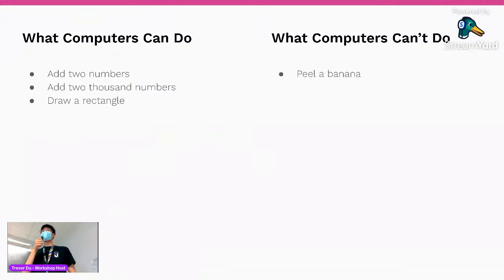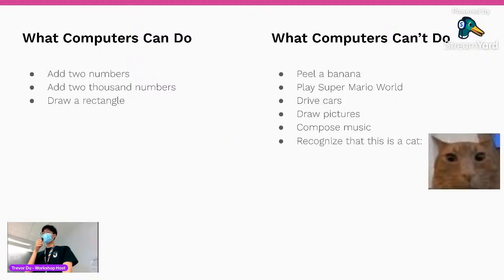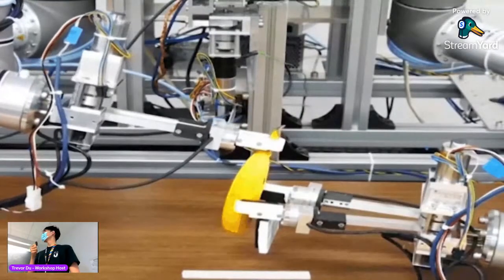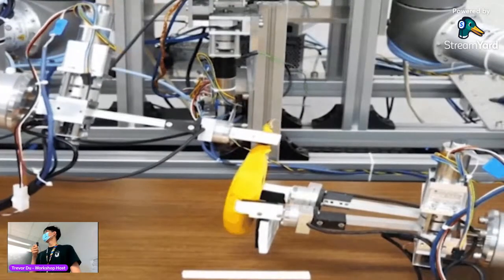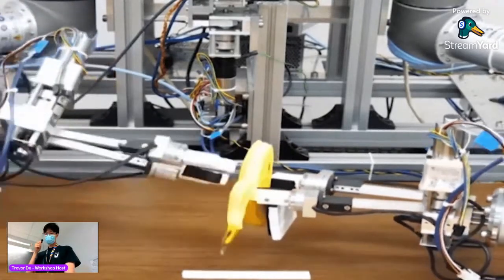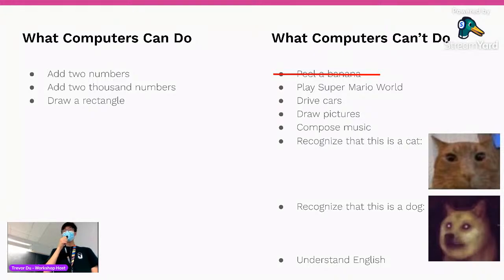Now, what can't computers do? Well, they can't peel a banana. They can't play Super Mario World. They can't drive cars. They can't draw pictures, compose music, recognize that that's a cat, recognize that that's a dog, or understand English. Okay, so computers can't peel a banana, they can't play Super Mario World, they can't drive cars, draw pictures, compose music, recognize that that's a cat or a dog, or understand English, right?